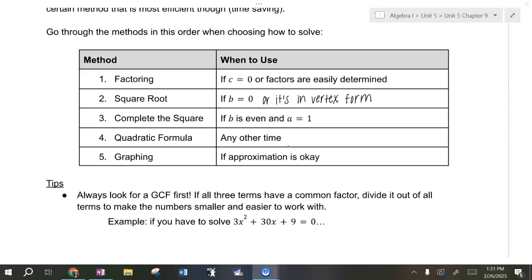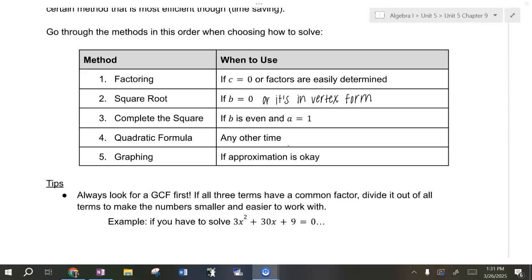Next, in your head, you should be thinking about if none of those first 3 methods worked, then you rely on the quadratic formula. So any other time, you could use the quadratic formula. If they're decimals or whatever, the quadratic formula is always the reliable one that will work in any case.